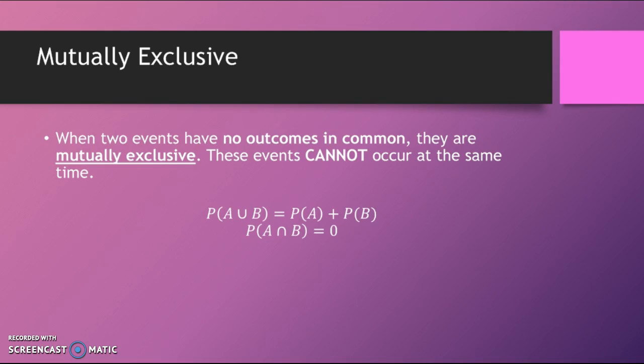When two events have no outcomes in common, they are mutually exclusive. These events cannot occur at the same time. So our Venn diagram for mutually exclusive events would be two separate circles. They have no overlap. They do not have a both. There is no "and." Whenever you have two different things that have nothing in common, all we do to find the probability is add them.